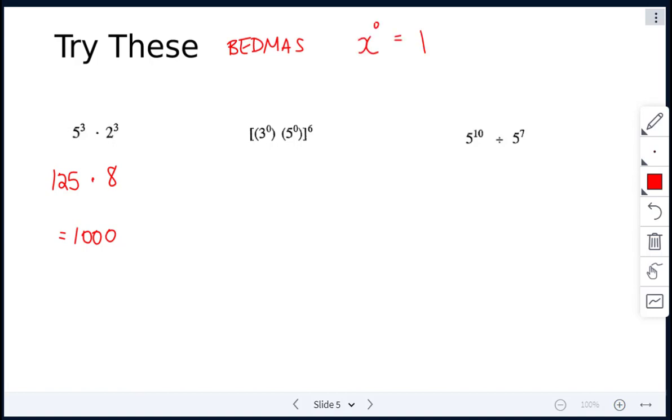All right, for this second question, so BEDMAS, so we would do brackets first. So 3 to the power of 0, that's 1. And then 5 to the power of 0, that's 1. And it's brackets next to brackets, so that does mean multiplication. And then it's all to the power of 6. 1 times 1 is 1, so it's just 1 to the power of 6. And 1 to the power of 6 is just 1 times 1 times 1 times 1, 6 times. So the answer would just be 1.